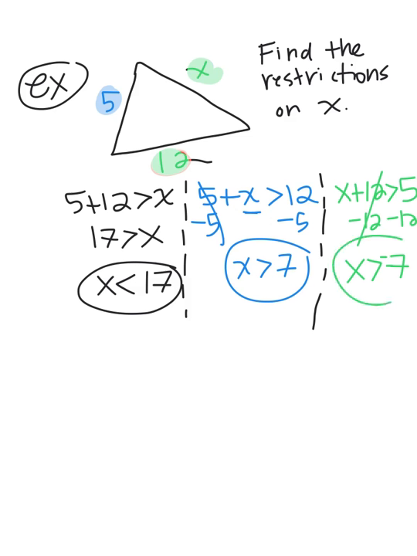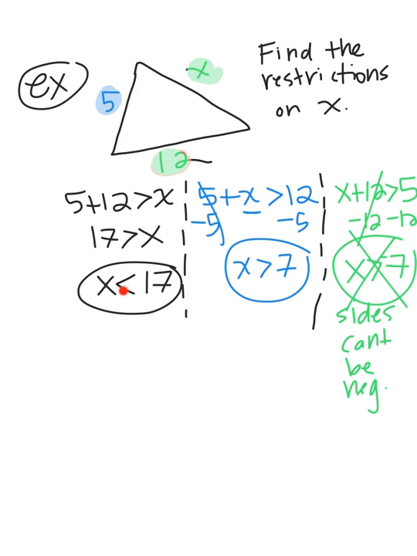So let's think about this one. My restrictions on x is that x must be smaller than 17. And remember, x is a side length, right? x must be smaller than 17. It must be bigger than 7. And it also must be bigger than negative 7. Remember, we're talking about a side length. So sides cannot be negative, right? So they can't be negative. So I'm just going to cross this one out. We don't really care about that one. These are our two restrictions that really matter.